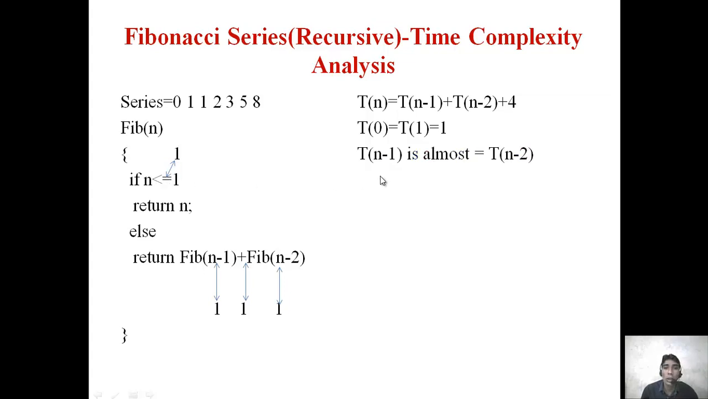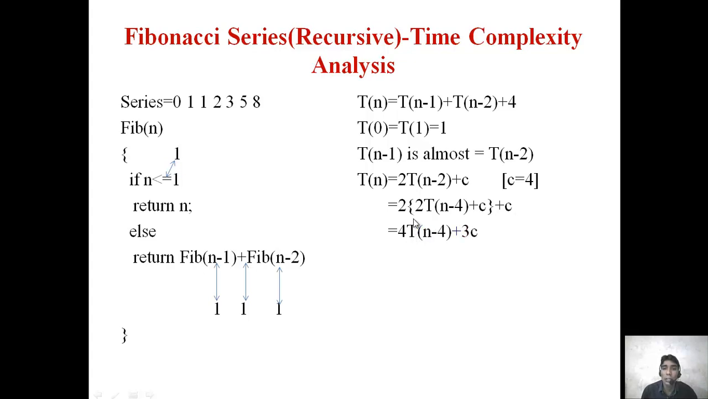Now T of n minus 1 is almost equal to T of n minus 2. In reality T of n minus 1 is greater than T of n minus 2. So we make the approximation for the lower bound. Now T of n equals 2 of T of n minus 2 plus c, where c is equal to 4. Now the above equation reduces to 2 of 2T of n minus 4 plus c plus c.